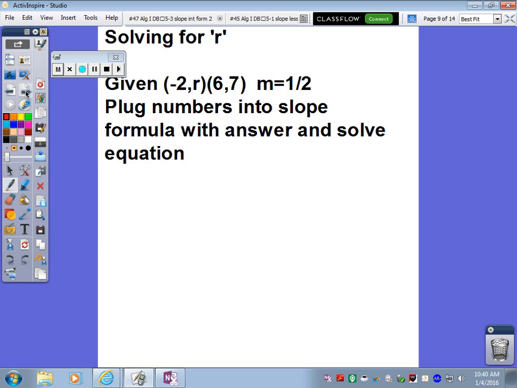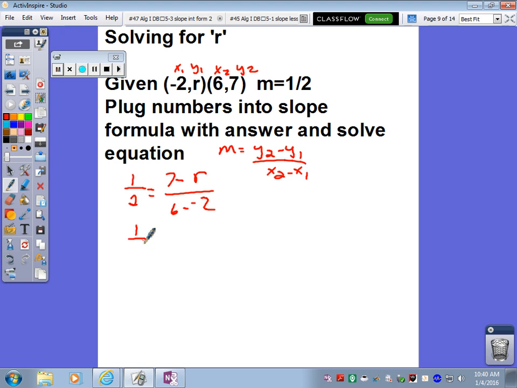So there's some examples. Now, sometimes you're given 2 points, and one of the points is in variable form, r. And they give you the slope. So you just plug your numbers into your slope formula, and you solve it like you would any equation. So slope formula is m is equal to y2 minus y1 over x2 minus x1. And in this case, 1/2 is equal to m, and we have 7 minus r over 6 minus -2, which is going to be 6 plus 2. 1/2 equals 7 minus r all over 8.